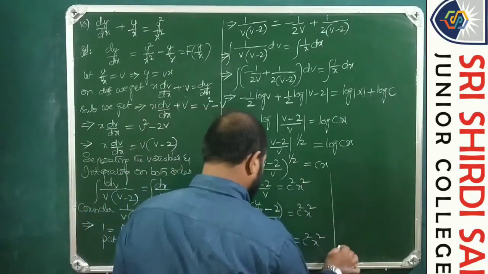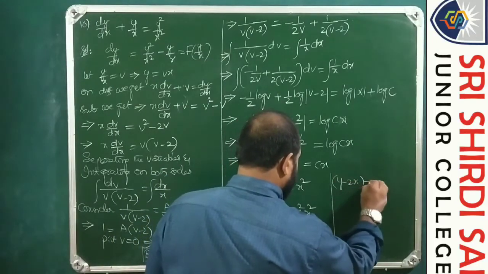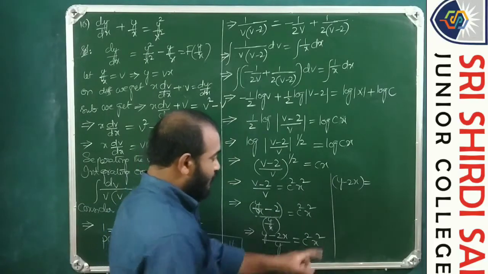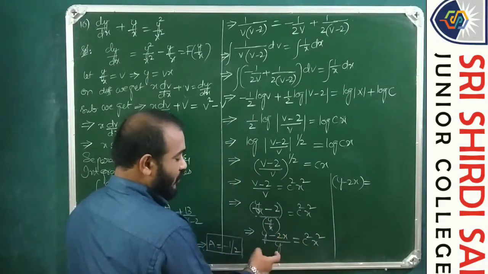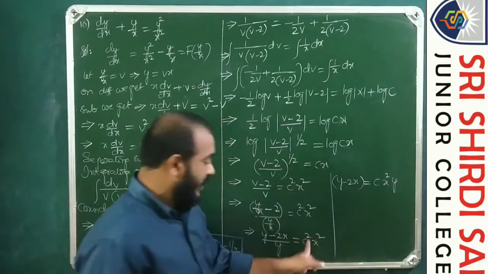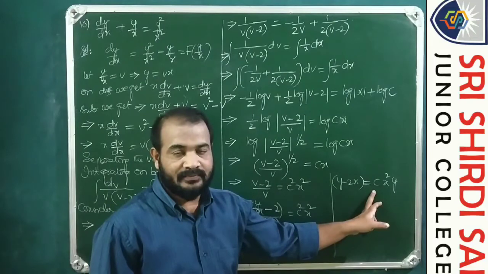Therefore, we get Y minus 2X is equals to C square X square Y. So C square can be taken as C since it is a constant.